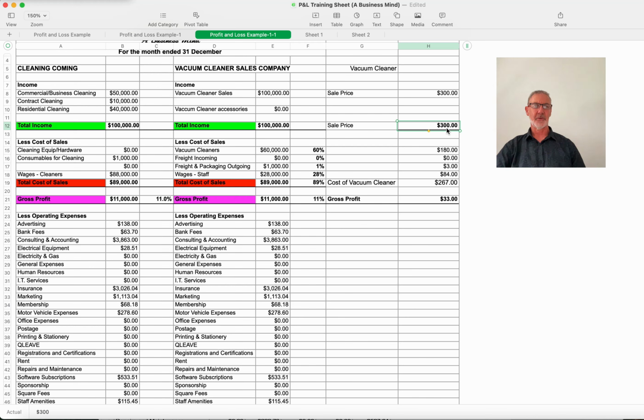That's what we sold it for, less all the costs, and the total cost is $267 in this case. So then we're left with a gross profit of 11,000 for the 100,000, or 11%, and 11% for the individual vacuum cleaner is $33. So the gross amount we're making on a vacuum cleaner is only $33 in this example from the $300 vacuum cleaner.